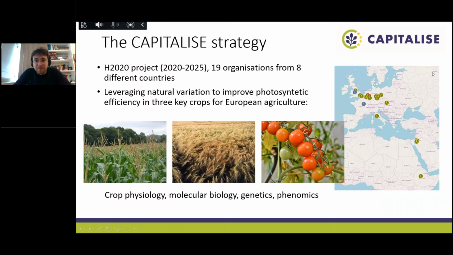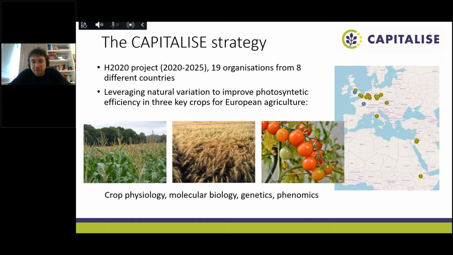Let's start from the beginning. So we're here within the CAPITALISE project. This is a Horizon 2020 project which started in 2020, contributed by 19 organizations from 8 different countries. We have partners from all over Europe, Israel, and Ethiopia.